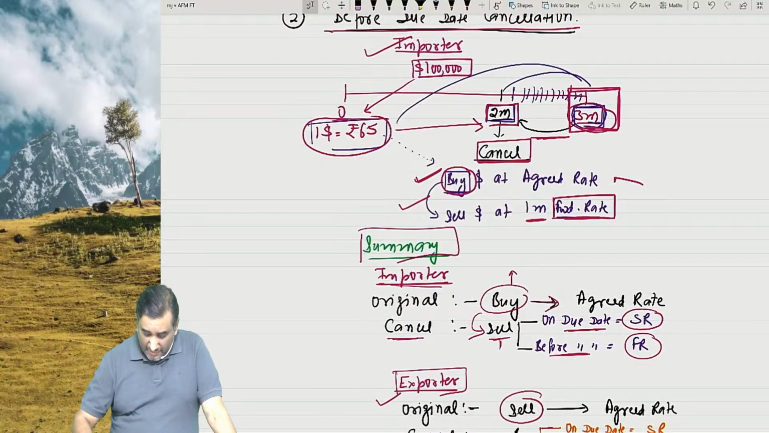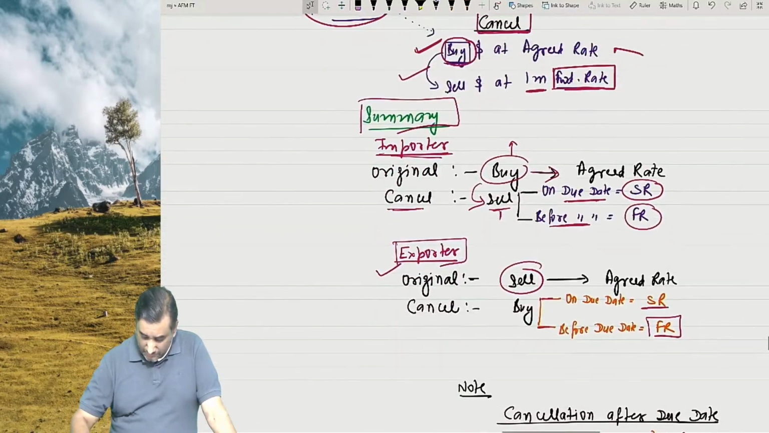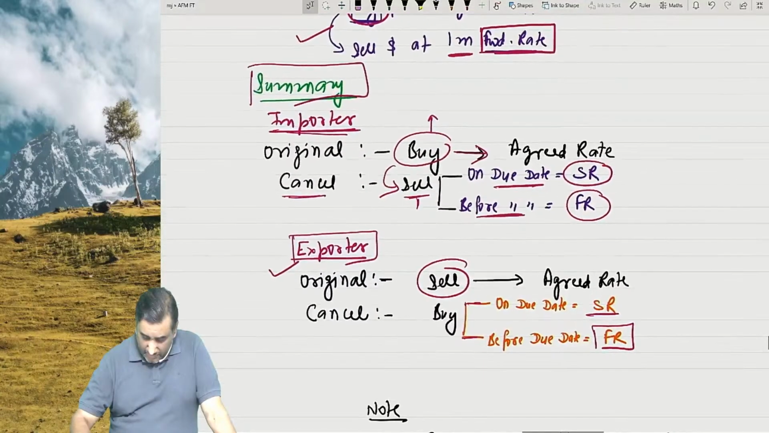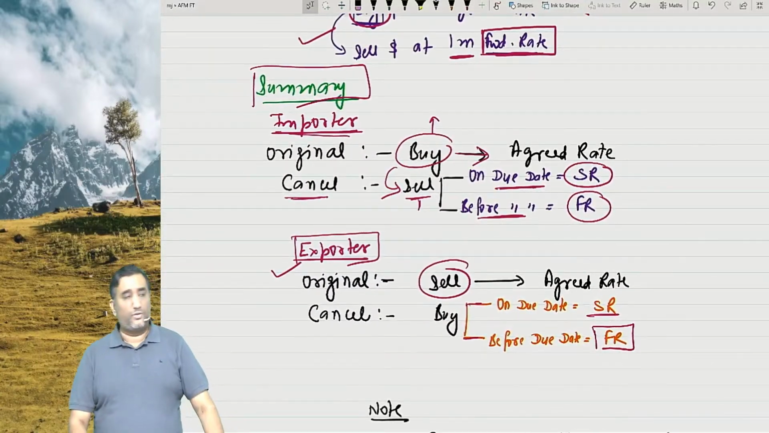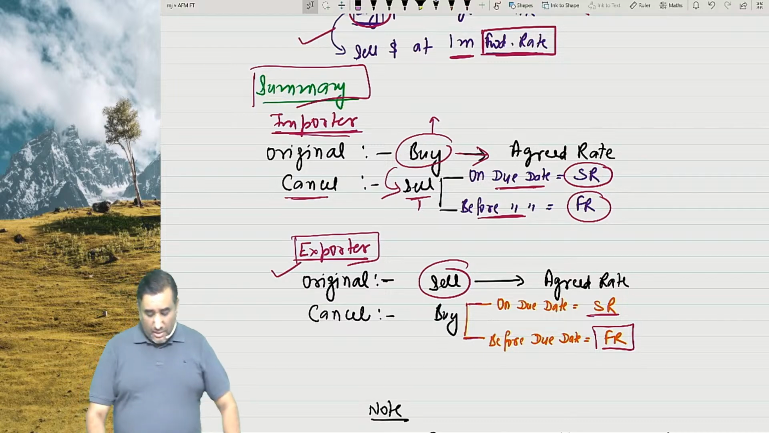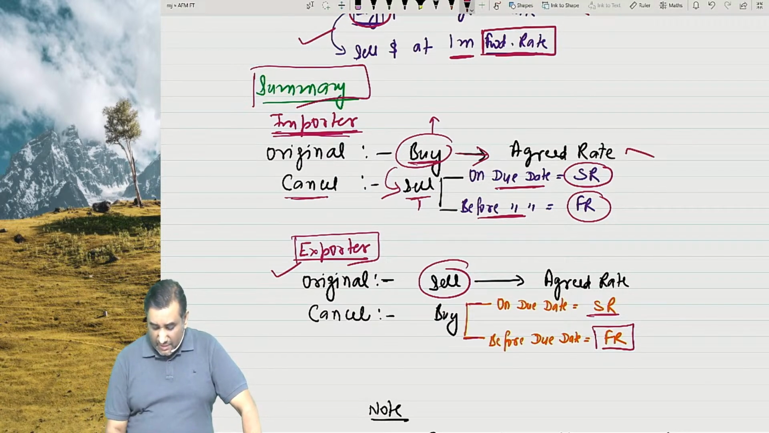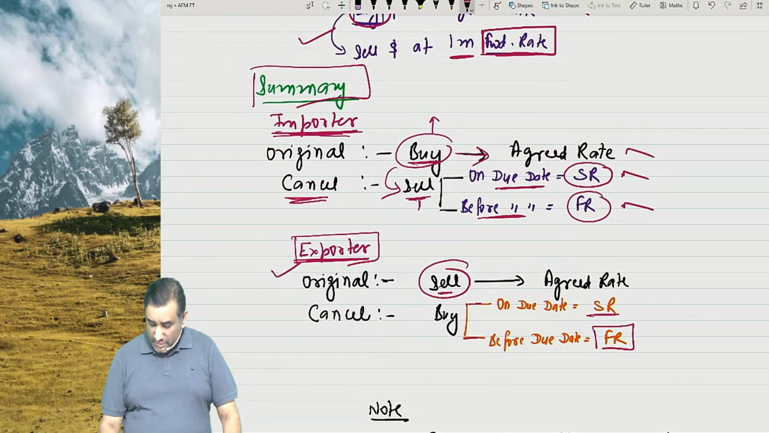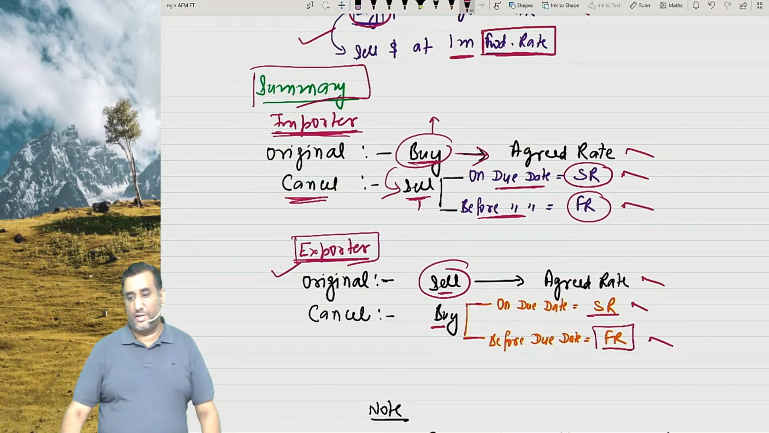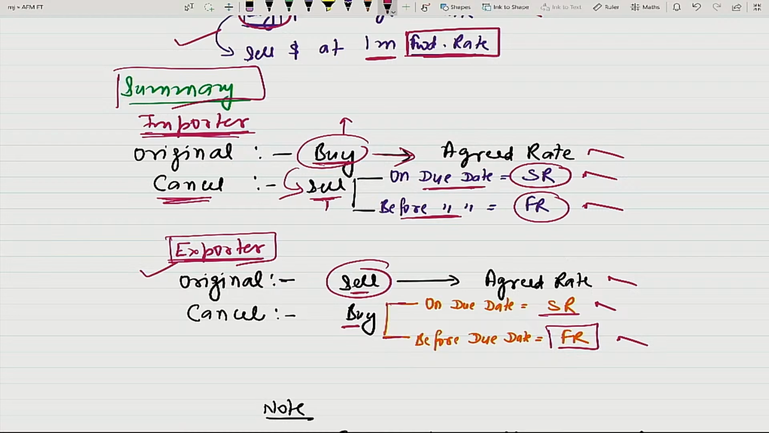Now I have put the summary here. You can take it in your notes so that you remember. Look at the summary, please. Importer: original contract is buy at the agreed rate, cancel is sell, on due date spot rate, before due date forward rate. Exporter: original contract is sell at the agreed rate, cancellation would be buy; on due date spot rate, before due date forward rate. Copy that down, the summary, if you want.